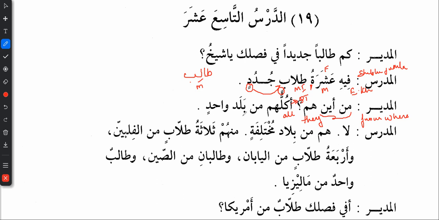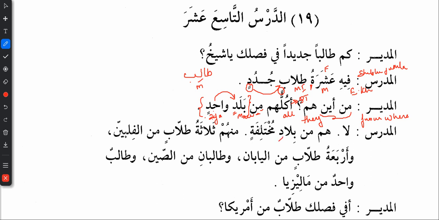Min baladin wahidin. So this structure is what? Mausuf sifa. So this is the mausuf and this is the sifa. What number is this? Wahid, the number one. The number rules of 1 and 2 are applied here. Balad is a noun and wahid is coming as a sifa for balad. Baladin, wahidin. And they can change their harakas because of the harf jar. Remember this. They can change their harakas. So the teacher says, la hum min biladi mukhtalifatin.